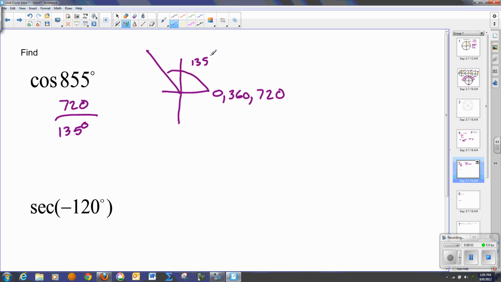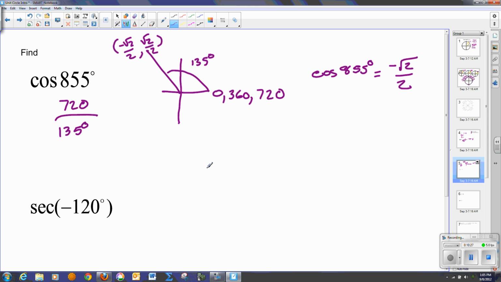Now I have the x and y values at 135 degrees, which means I also have the sine and cosine values at 135 degrees. I have a negative root 2 over 2 and root 2 over 2. And if I'm looking for a cosine value, I'm looking for my x value. So I can now say the cosine of 855 degrees is the x value in this picture, which is negative root 2 over 2.